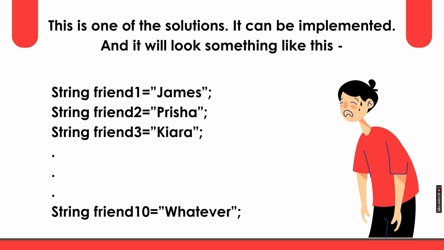This is how you will do that. String is the data type, friend1 is the variable name, and the name of the first friend is, suppose, James. You store your first friend's name, then you do the same for the second one, for the third one, and like this you store the last friend's name, whatever it is. By this time you are exhausted, you have created so many variables. You are tired now, so you don't care anymore. So this is a solution. But is this the best solution? Let's see.